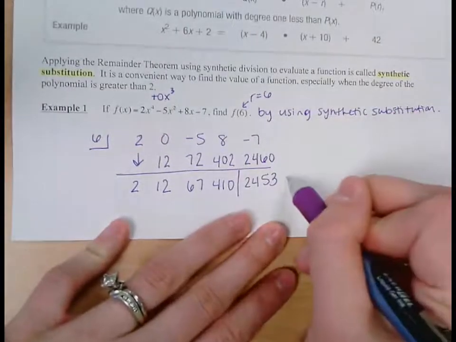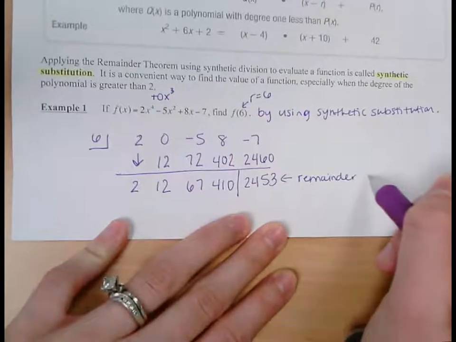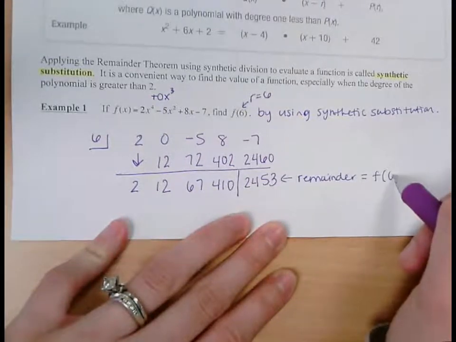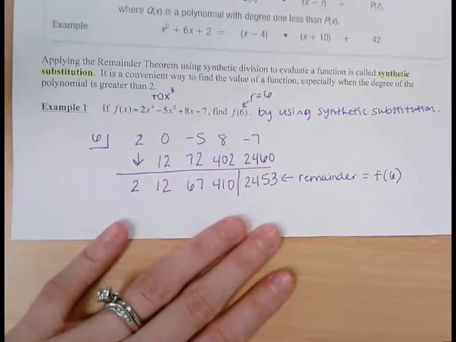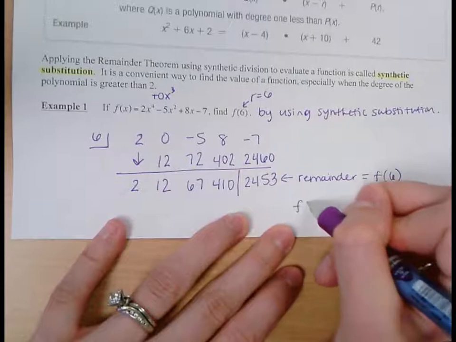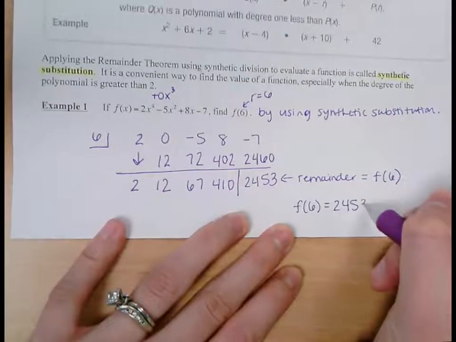But with synthetic substitution, the remainder is equal to f of 6, the function value at 6. So my answer, f of 6, is 2,453.